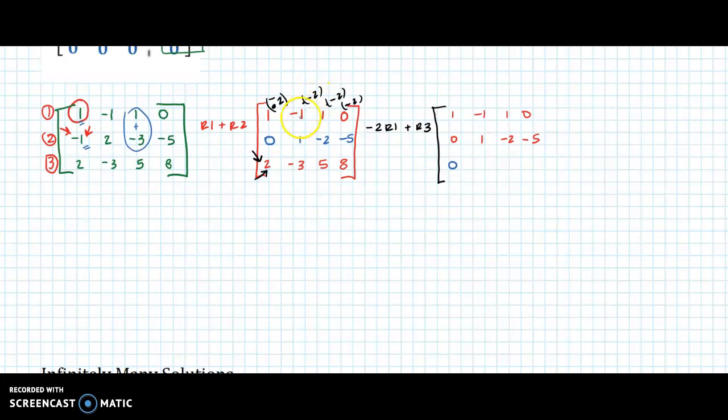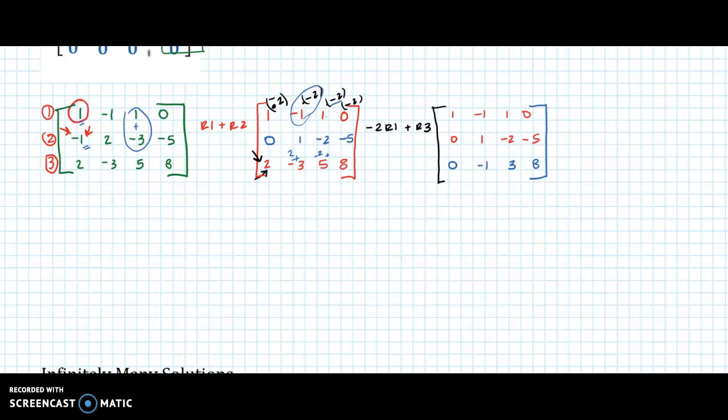Then I have -2 times -1, which is +2, plus -3, which is now -1. Then I have -2 times 1, which is -2, plus 5, which is +3. And then I have -2 times 0, which is 0, plus 8, so that stays 8. Okay, now I'm going to scoot over to the next spot.